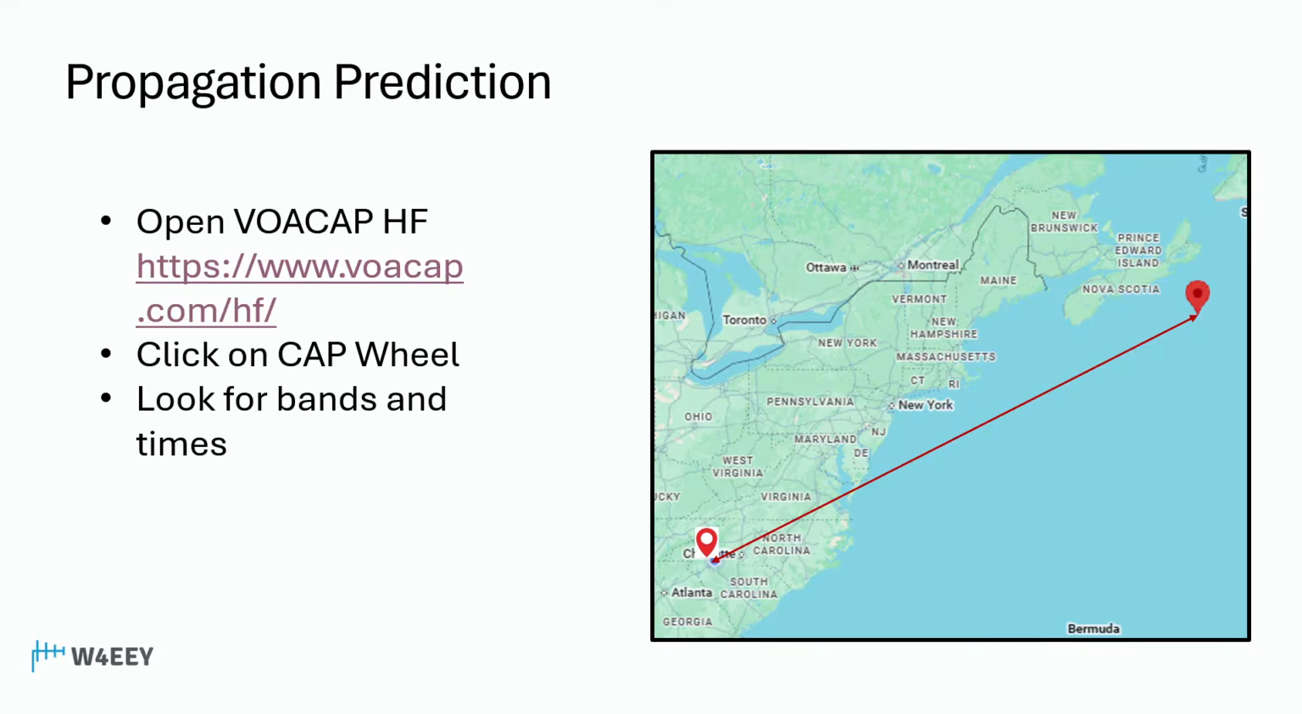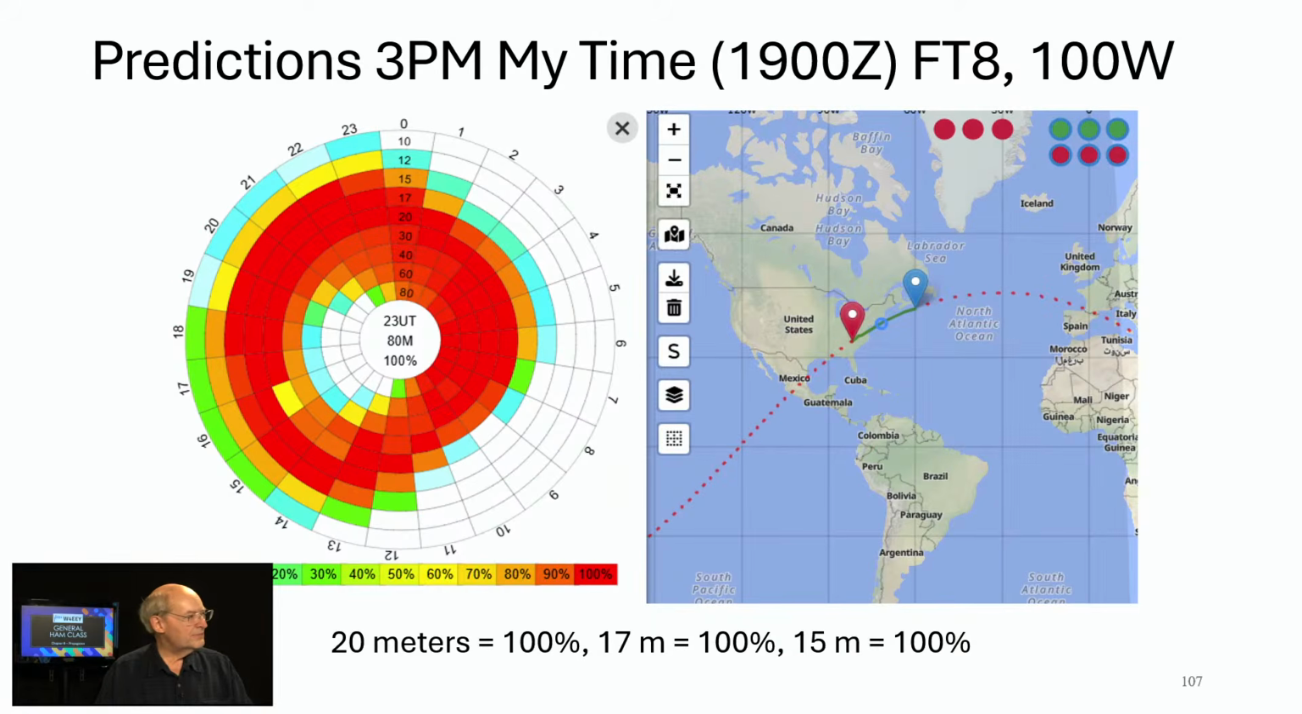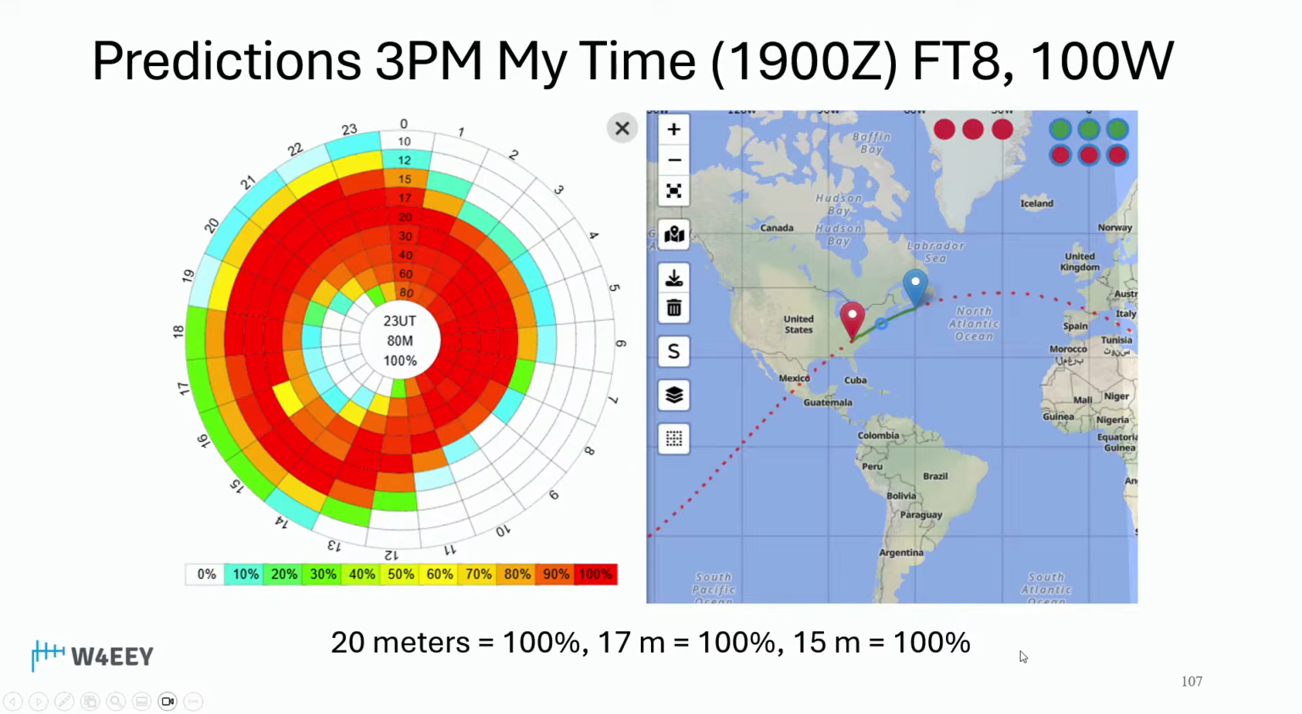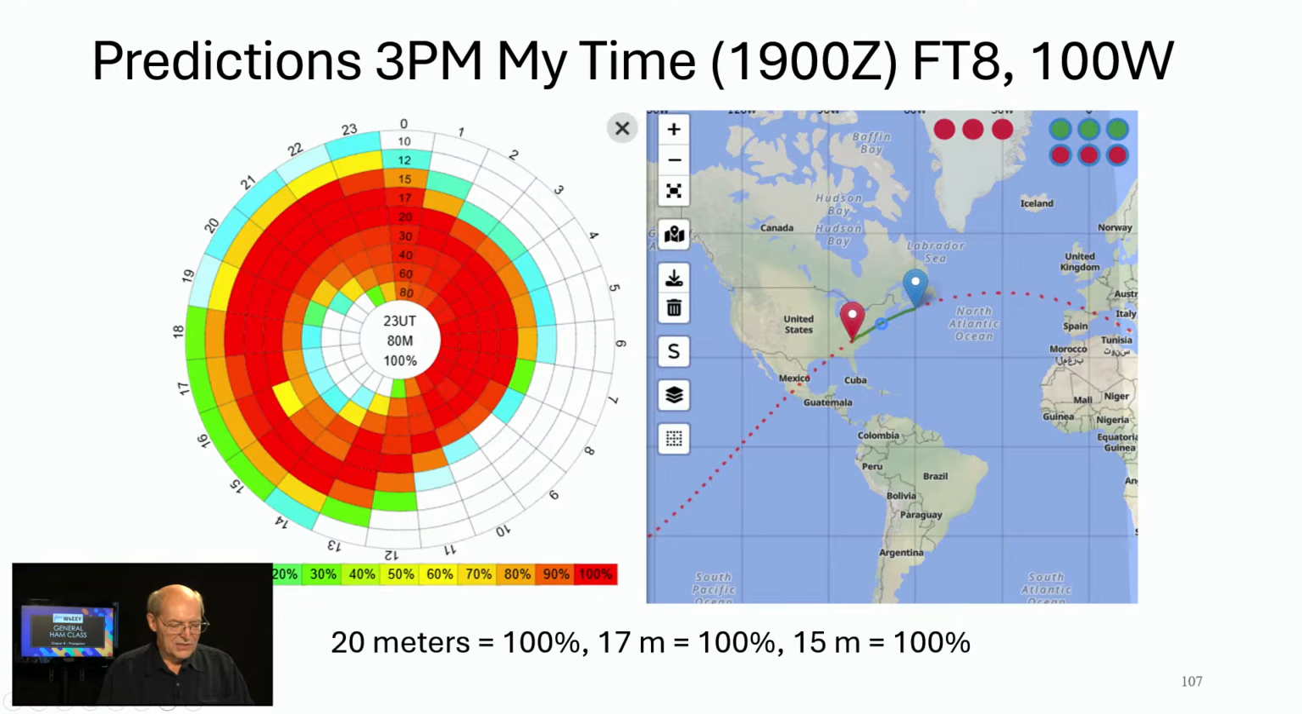All right, so that's what we did. This was just a summary shot that I took of where, if I were doing FT8 at 100 watts, let me switch my laser thing back on here, on 20 meters I'd have a 100% chance on 20, 17, and 15. So that's how this could be used.